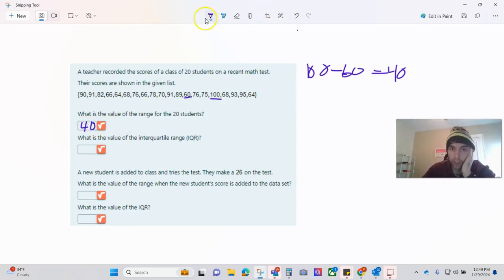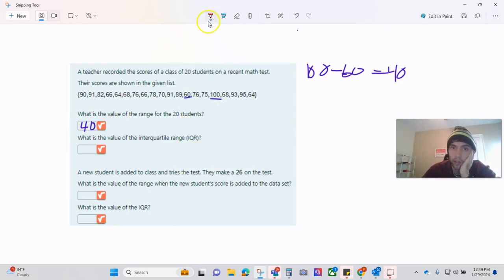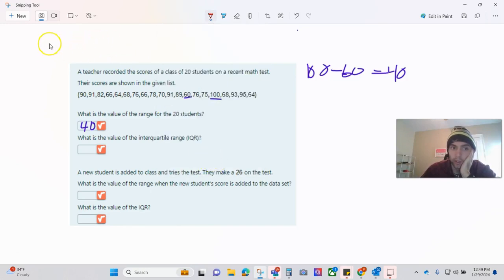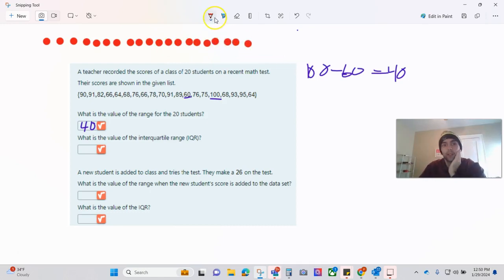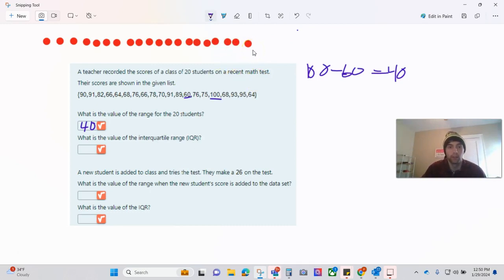Now, interquartile range. I'm going to show a strat for how to find interquartile range without ordering numbers from smallest to biggest. 1, 2, 3, ... 20. So I'm just going to make 20 dots for the 20 different numbers. My first step to find interquartile range is to cut my line of numbers in half.